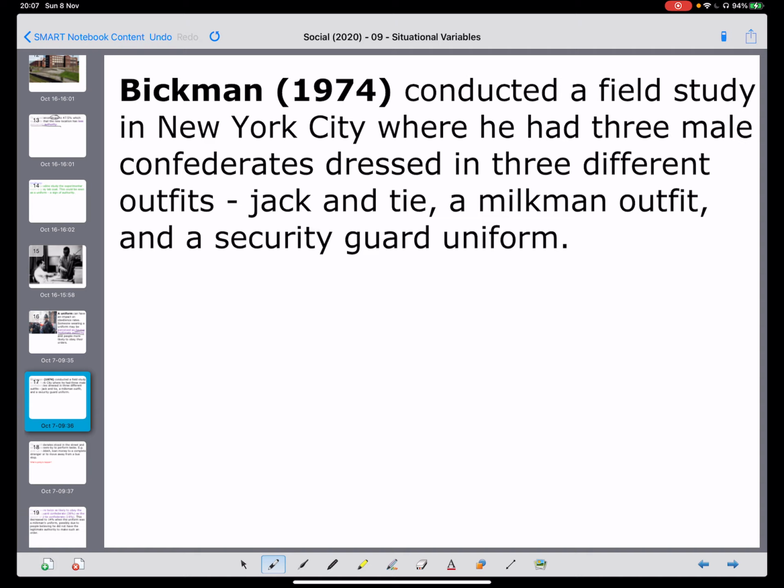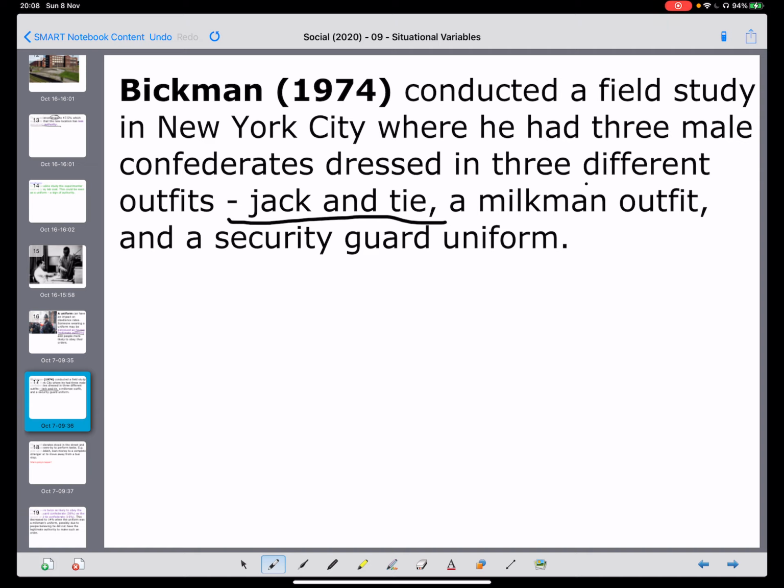It's not perfect. We'd have to repeat this in different time frames, different parts of the city in order to see whether the results are still the same. But he had confederates dress in three different uniforms: a jacket and tie, a milkman's outfit, and a security guard. Now, of course, we're not that familiar with jacket and tie. In a sense, we think of it as smart businessmen, but the equivalent would probably be something like chinos and a polo shirt and trainers. It's meant to be a civilian everyday outfit.